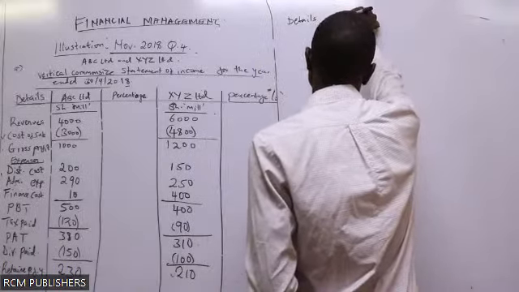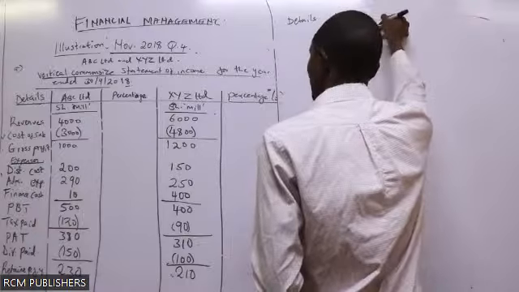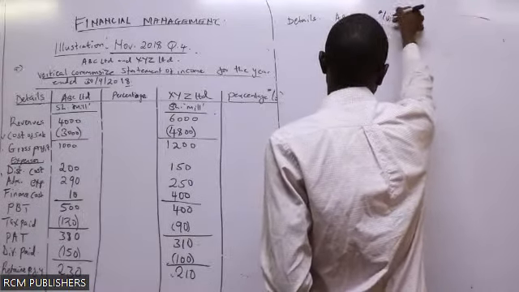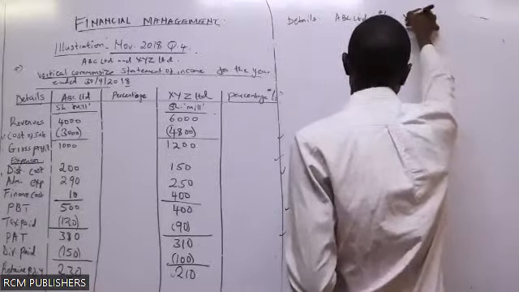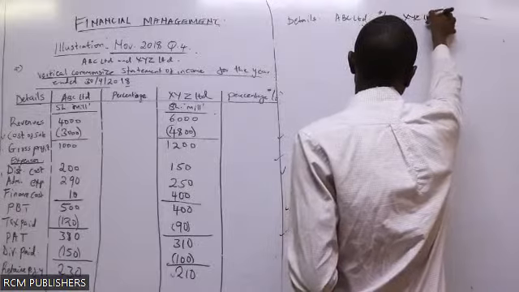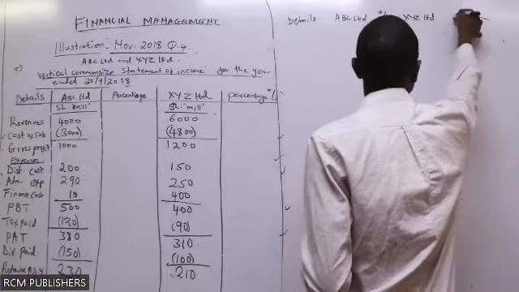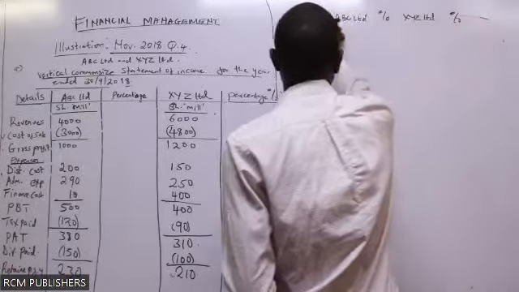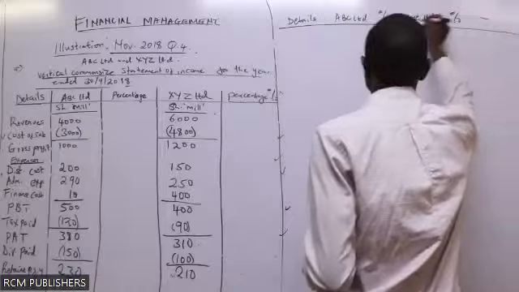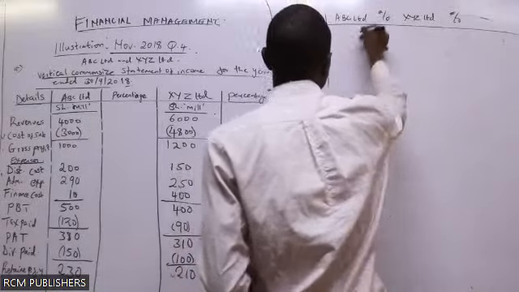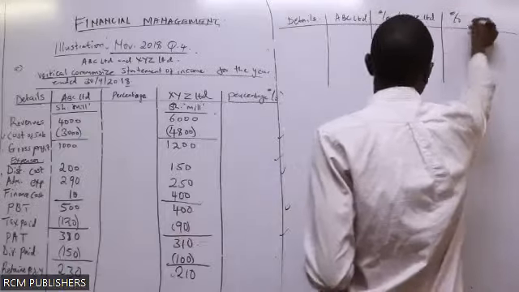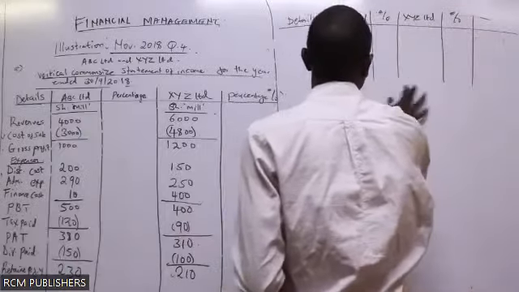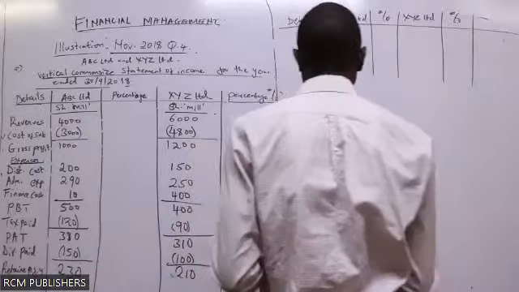ABC Limited. Then we have percentage. Use this percentage. Then XYZ Limited. Then percentage. Hakuna kitu ngumu hapa. Kuna sasa wapi sasa? Ngumu wapi? So that is it.